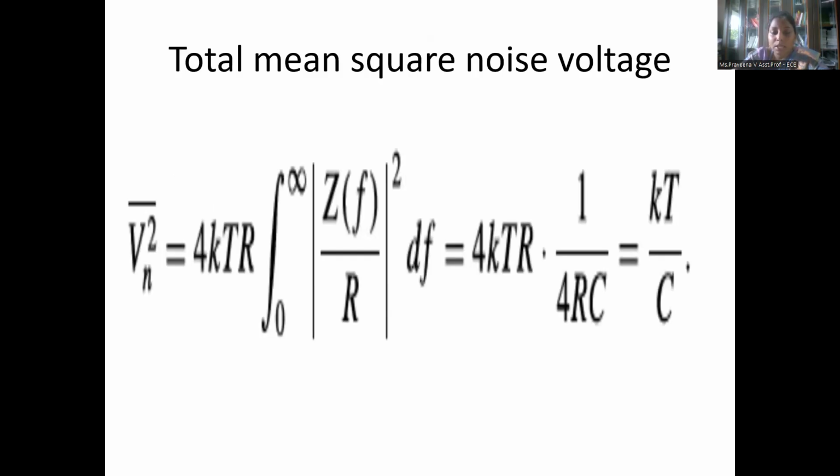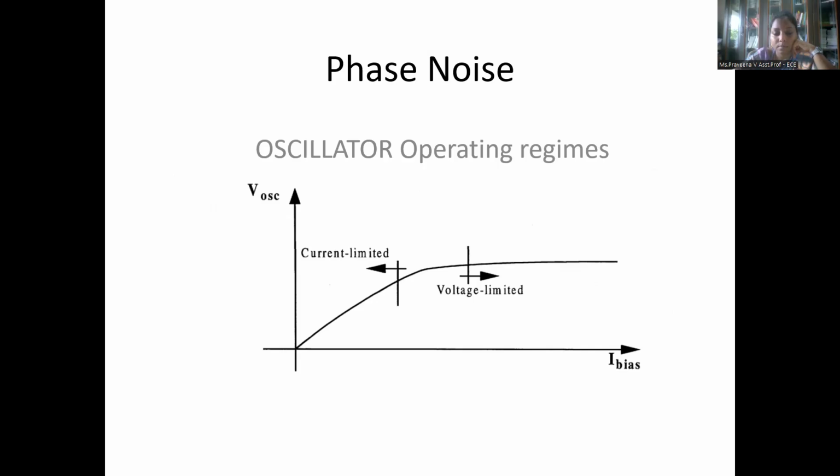And these are the expressions we have to remember. And this is a graph between bias and oscillator voltage and current. The current will be limited and the voltage will be limited. We have to remember this.